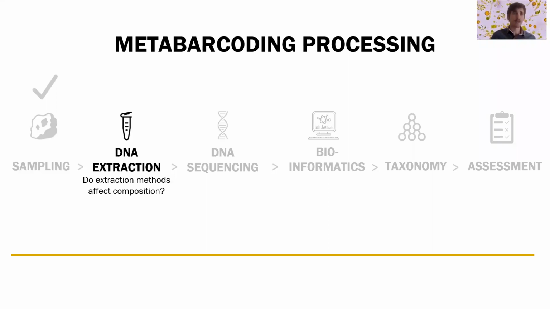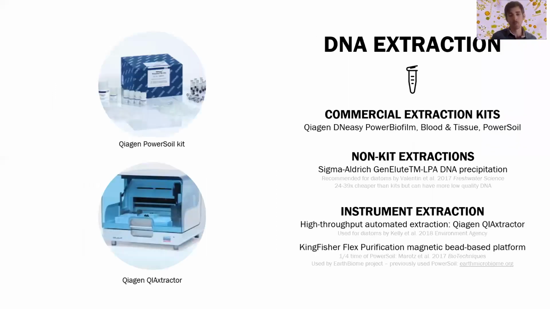The next step in the process is DNA extraction, so extracting the DNA from that bulk sample you just took. And the main question here is whether extraction methods affect composition. There are several different ways of extracting DNA, from using commercial extraction kits that provide you reagents, provide you all the supplies you need, as well as step-by-step instructions that are really easy to follow. There are non-kit extractions, which are similarly reagent-based, but they tend to be cheaper than the commercial kits.